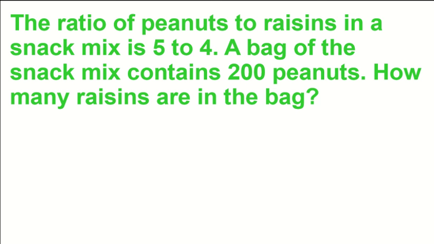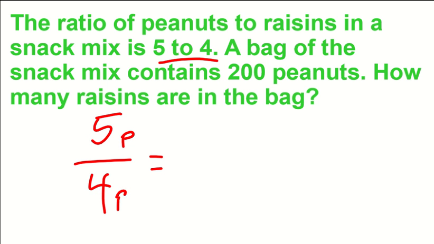All right, so we got the ratio of peanuts to raisins in a snack mix is 5 to 4. If it gives you a ratio, use the ratio as half the proportion. So the ratio, 5 to 4. Now, which number's peanuts, which number's raisins? 5 is peanuts, raisins is 4, because it says peanuts to raisins. Remember, the order matters for ratios. It's got to match. Peanuts was first, 5 was first. Raisins second, 4 second. Okay?